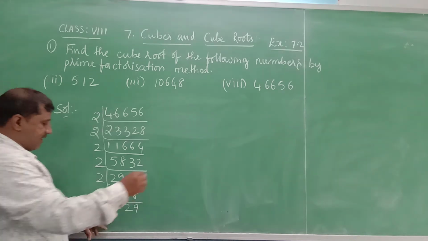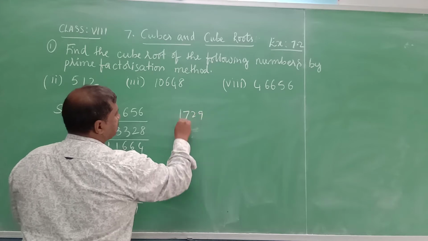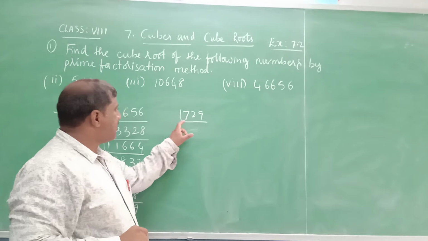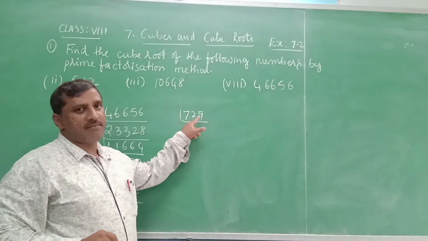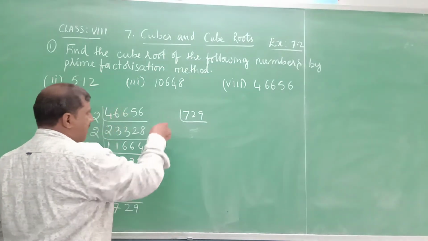Now it is an odd number, so it is not divisible by 2. Test with 3. 3 plus 7 plus 2 plus 9: 9 plus 9 is 18. 18 is a multiple of 3. So it is divisible by 3.